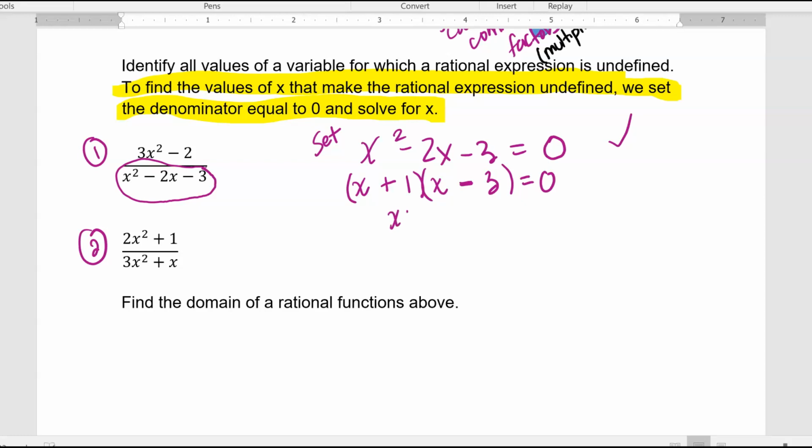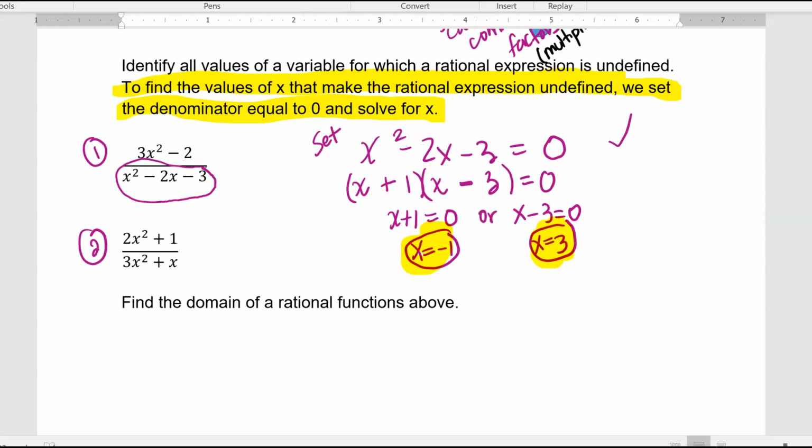Now, the third step of solving equations with factoring is to set each factor to 0. So I'm going to do that. And also you solve for x. So you'll subtract 1 on this side and you'll get x equals -1. And then you'll add 3 on this side to get x equals 3. So what values will make this rational expression undefined? It will be -1 and +3.